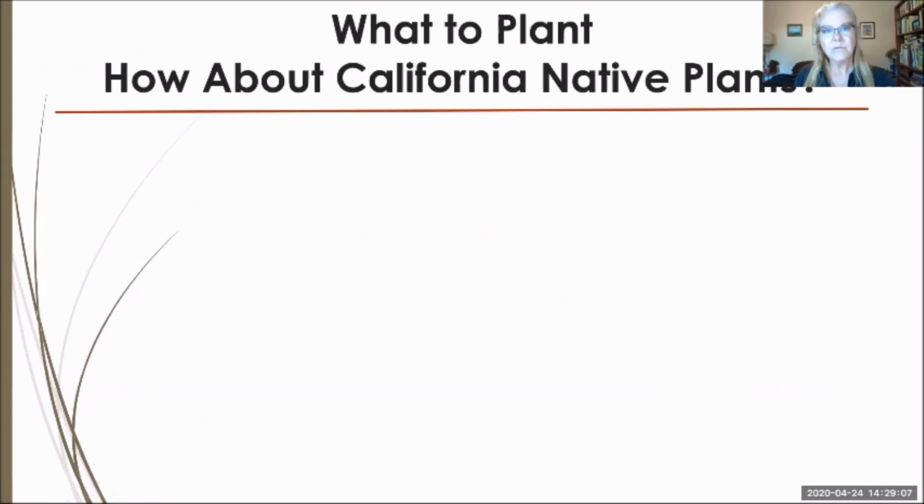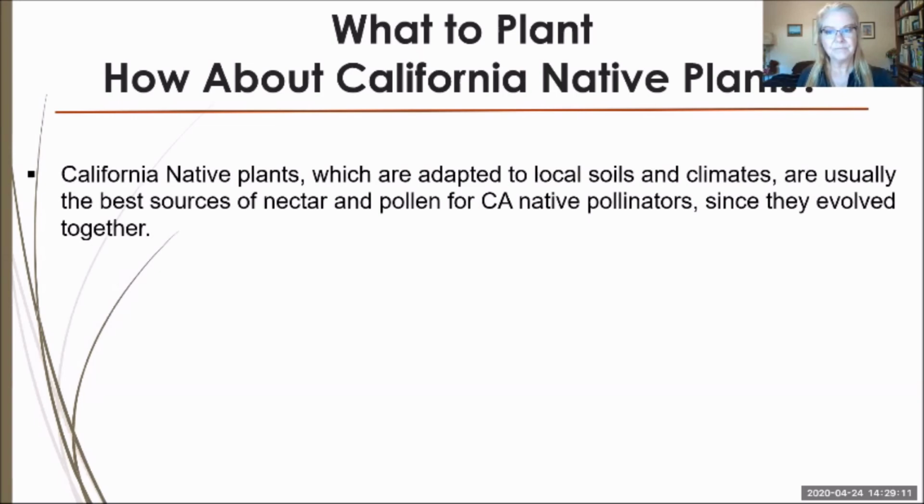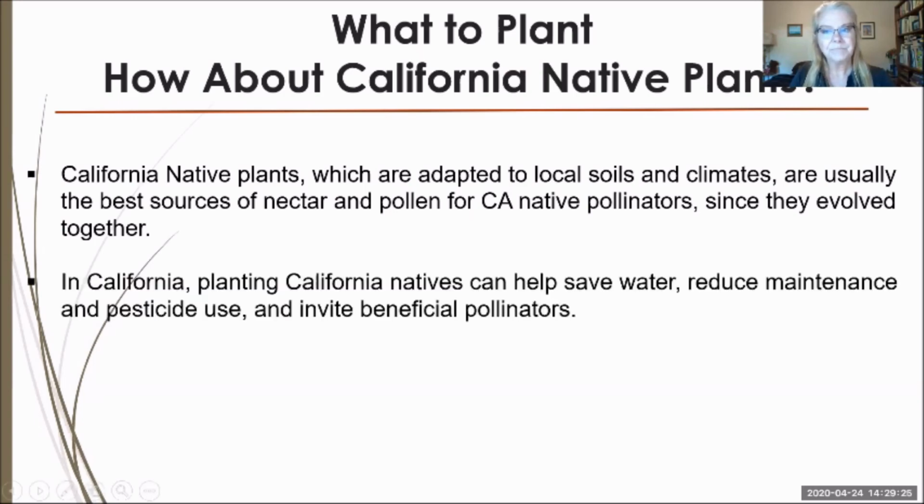Okay, so what to plant? How about California native plants? What about them? California native plants, which are adapted to local soils and climates, are usually the best sources of nectar and pollen for California native pollinators, since they evolved together. In California, planting California natives can help save water, reduce maintenance and pesticide use, and invite our beneficial pollinators into our gardens.